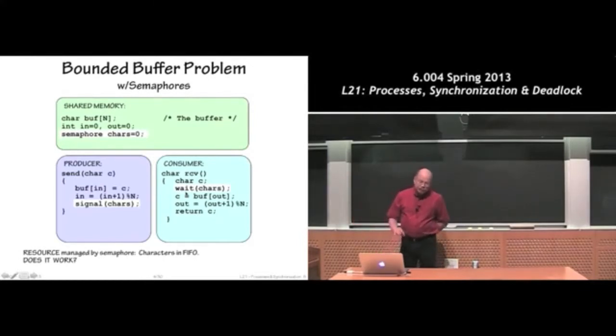But then couldn't the producer stick a new character in between the wait and the C equals buff out? Well, so one of the problems we might have here is that there's actually 2 precedence constraints we were interested in. One is that the consumer not consume a character that hadn't been produced, but you just mentioned the other constraint, which is what? What's the other thing we need to guarantee?